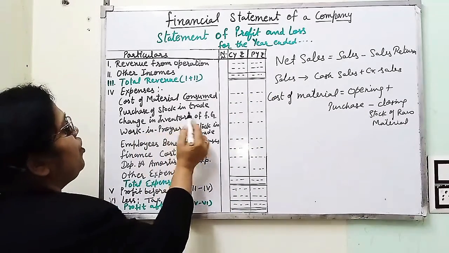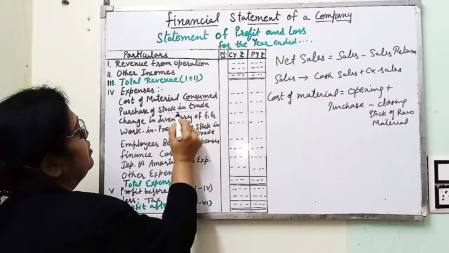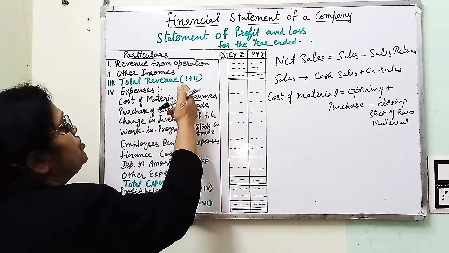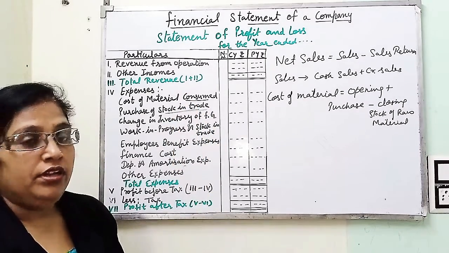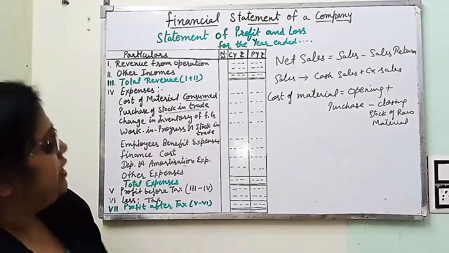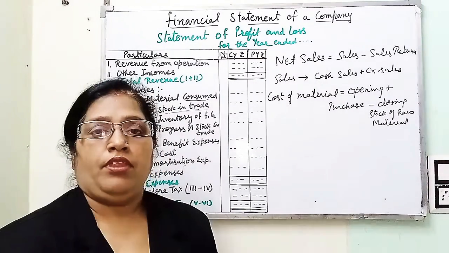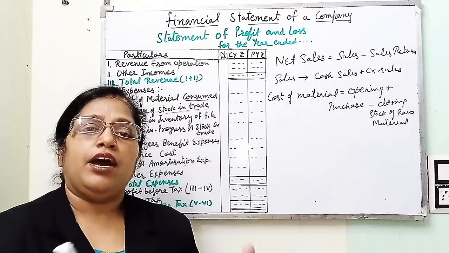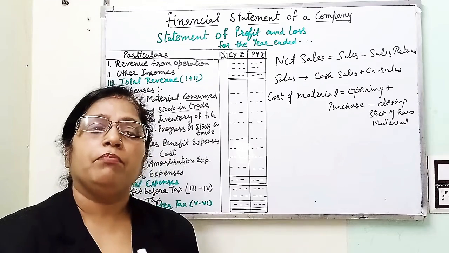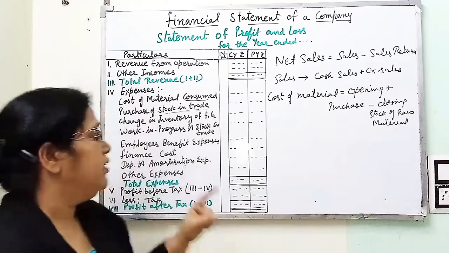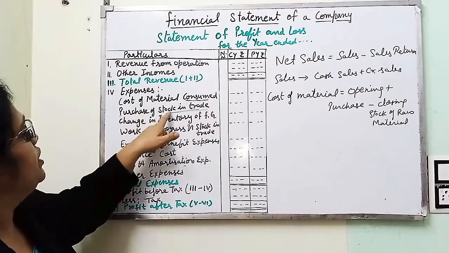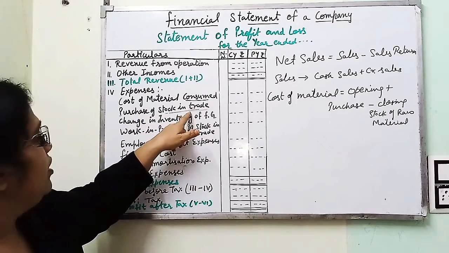Second is purchase of stock in trade. Now there is a difference between cost of material consumed and stock in trade. Stock in trade means purchasing of finished goods. If finished goods are purchased by a company for the purpose of reselling, then that will be entered in purchase of stock in trade. Clear?